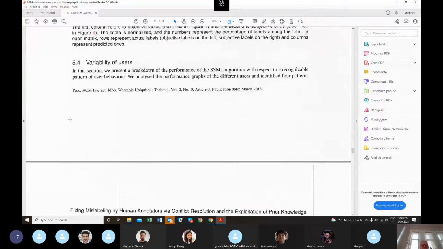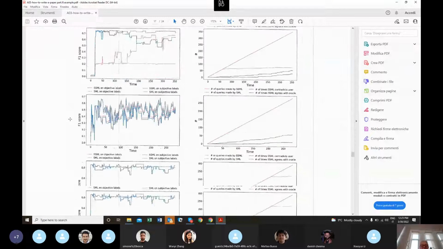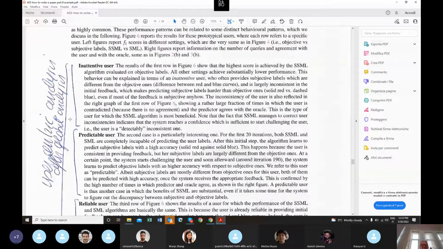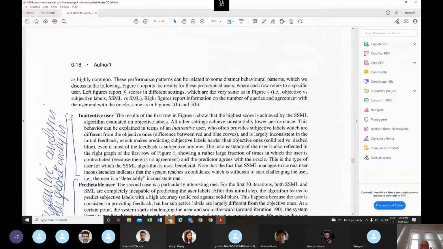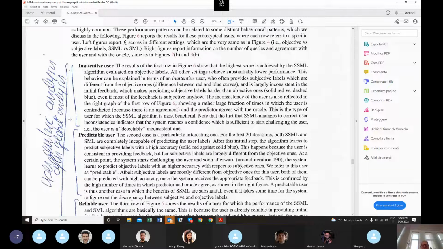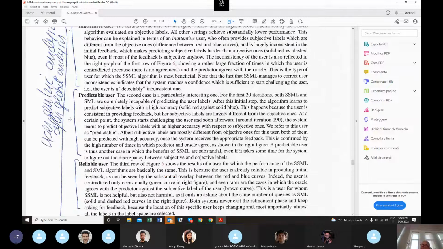5.4, variability of users. Variability of users, that was interesting. We have a lot of tables, but that was interesting when we realized that there are different types of users. There are inattentive users, users who don't care. There are predictable users, the users for which machine learning works, and there are reliable users, the users who do well.